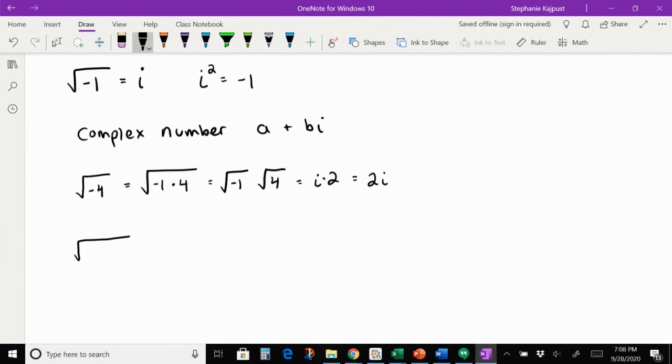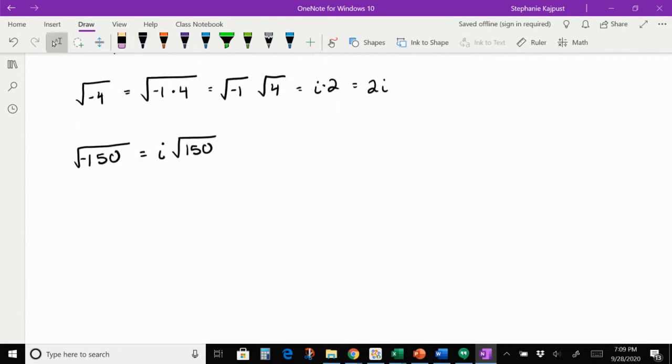So let's say we have the square root of -150. We're basically going to remove the negative by making that i go out in front, and then you have the square root of 150. And once you have that square root of 150, now you can simplify the 150.